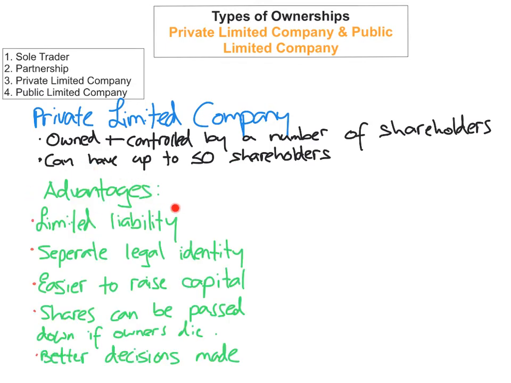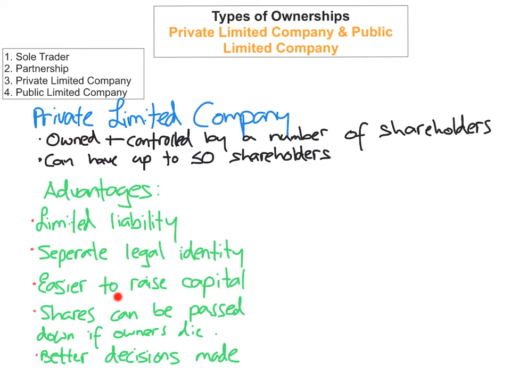Okay, so some of the advantages that we can get with a private limited company. The first one, the biggest one, is probably that you have limited liability. So you can only lose what you invest in. You can't lose your personal belongings like you can in a sole trader and in a partnership. Another advantage is that the business is a separate legal identity to the owners. So the business can be sued, but it's the business that is sued, not the owners.